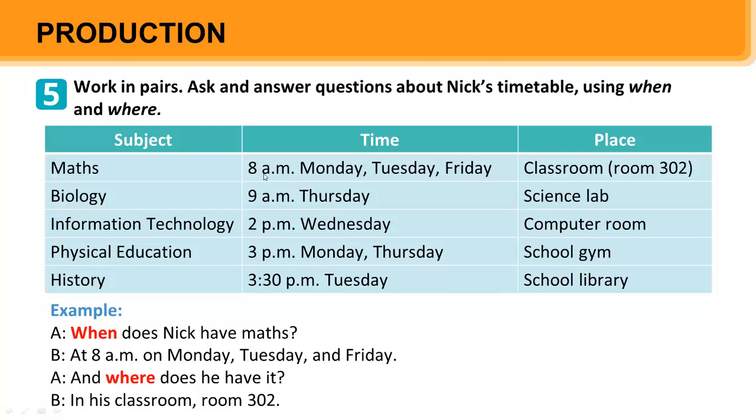Now look at the timetable. It's math. Now time. At 8 a.m. on Monday, Tuesday, and Friday. And student A asks again, where is it? You can look at the table for the answer. For example, math, place classroom, room 203. And student B answers, in his classroom, room 202. And now it's time for you to practice in pairs. Ask and answer questions about the next timetable. Remember using when and where.